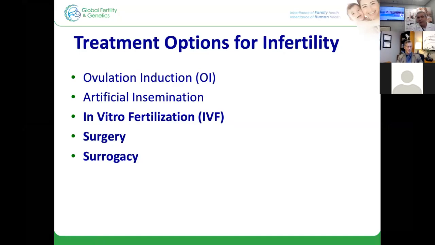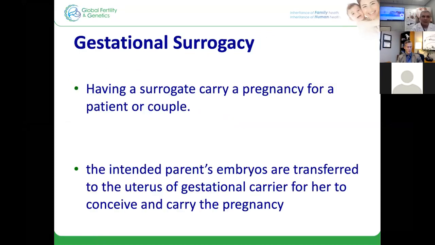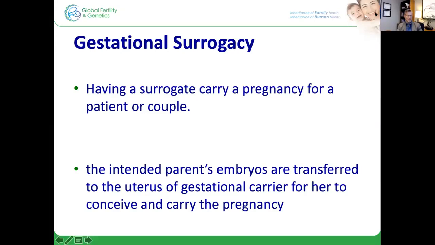Last but not least is surrogacy. And surrogacy is having a gestational carrier to carry the baby for the patient or for the couple during the pregnancy. In this case, the intended parent's embryos will be transferred to the uterus of a gestational carrier, to the surrogate, and she will carry the baby through the pregnancy, and she will also deliver the baby at the end of the pregnancy.